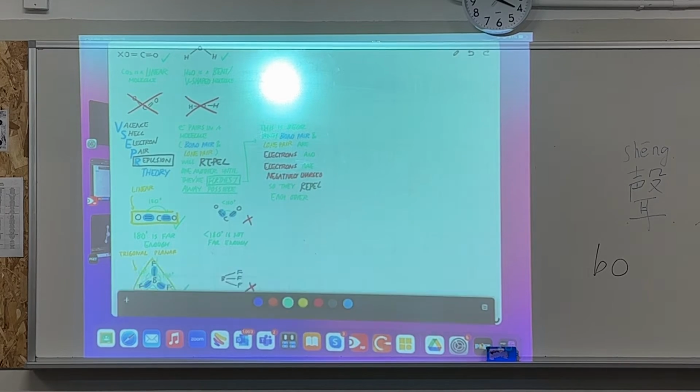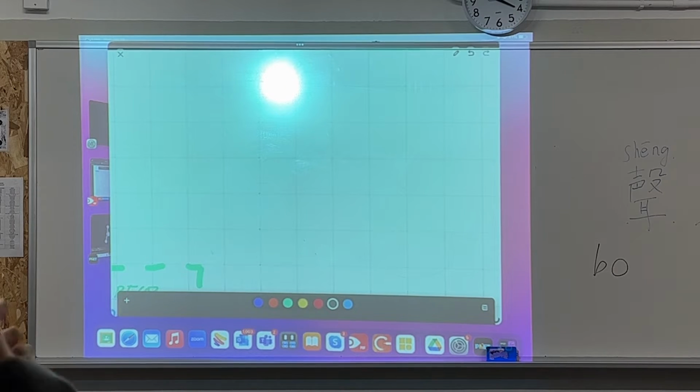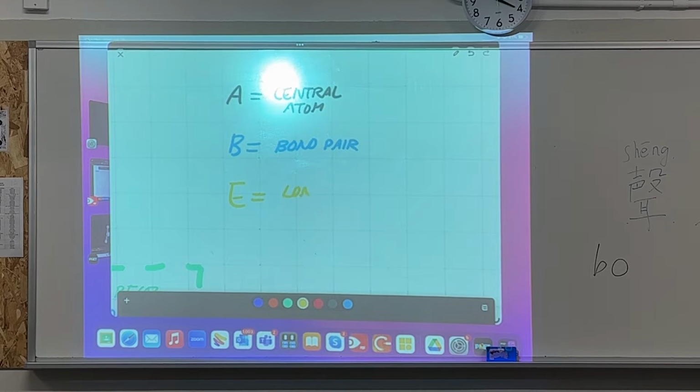Okay, we'll start from the basics on the right now. This is just an introduction. Let's define something simple first. A means the central atom. B means bond pair or bonding pair. E means lone pair, also known as non-bonding pair. We can use these symbols to facilitate our discussion. Bond pair means bonding electron pairs.